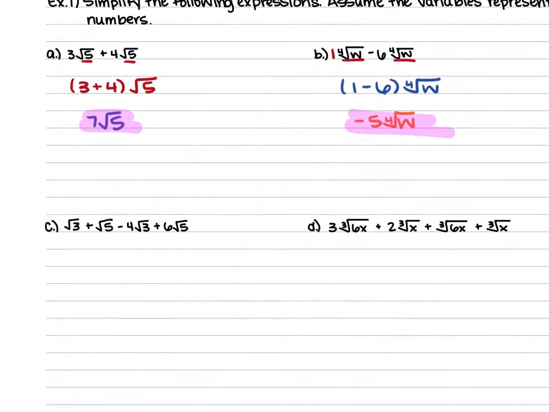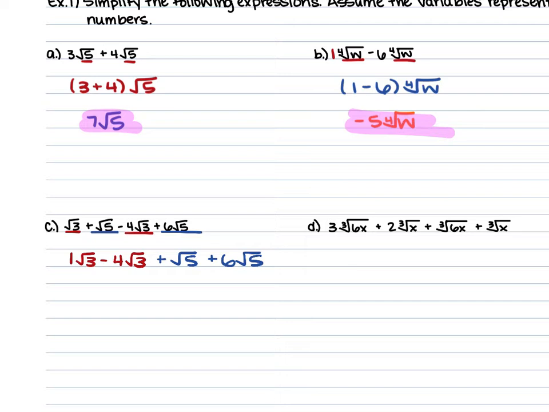For example C, we have the square root of 3 plus the square root of 5 minus 4 square root 3 plus 6 square root 5. For this one, your like terms here are the square root of 3 with the negative 4 square root 3, as well as the square root of 5 with the 6 square root 5. So we're going to combine the 1 square root 3 minus 4 square root 3, and then we're also going to combine the square root of 5 plus 6 square root 5.